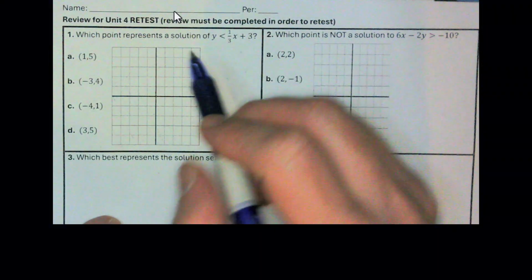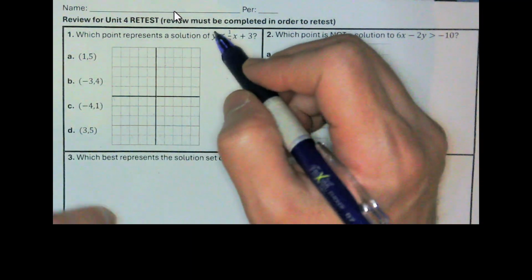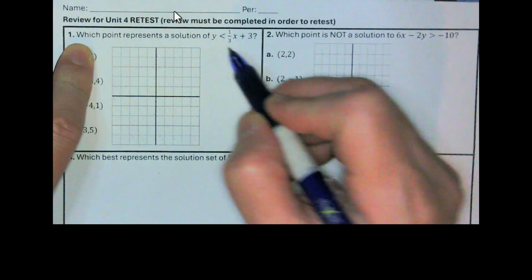Hello and welcome. In this video, we're going to review for the Unit 4 retest. So let's get started. Question number 1 says, which point represents a solution of this inequality?